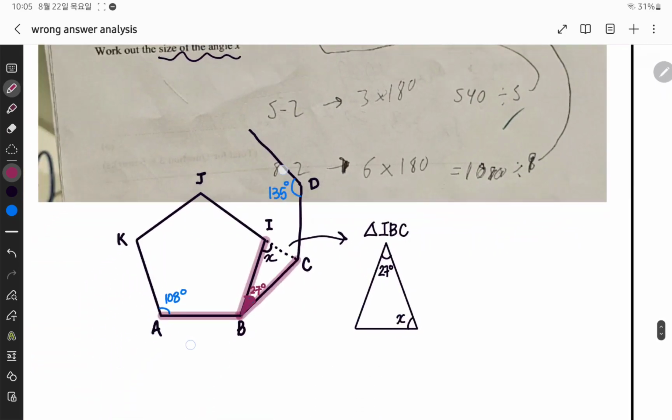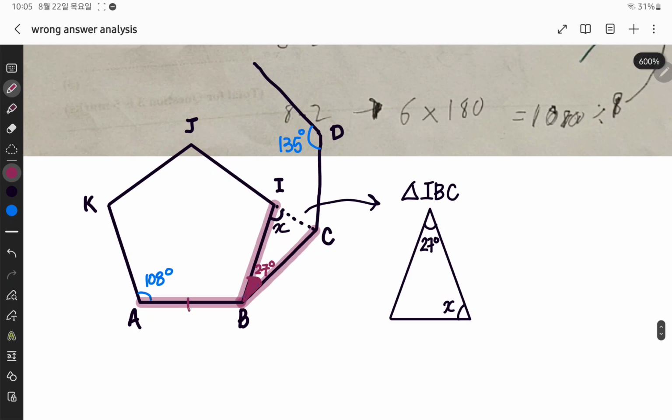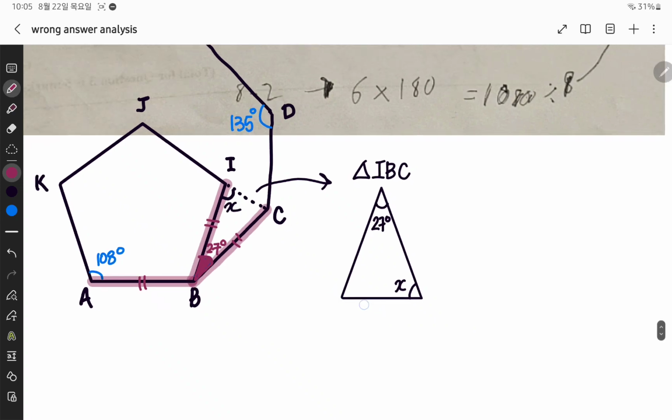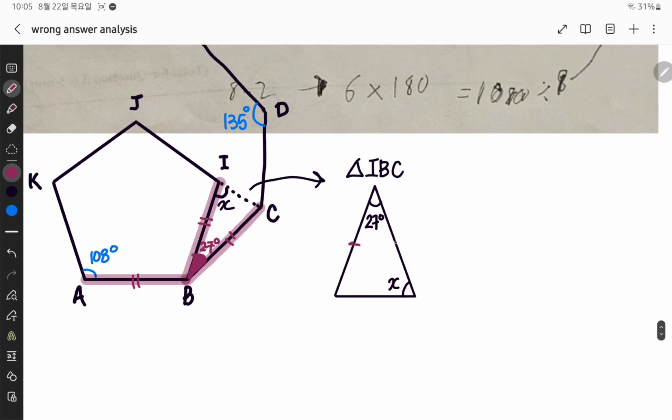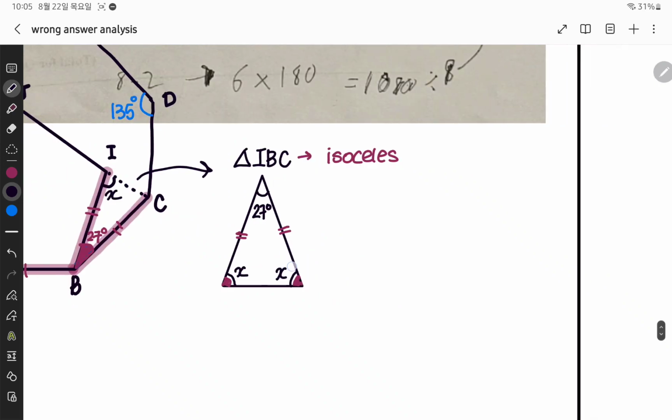So we go back to the diagram we drew. This length is going to be the same as this, which is going to be the same as this. So if we look at this triangle IBC, we notice that these two sides are actually the same length, which makes this triangle an isosceles triangle. What is so special about an isosceles triangle? It has the same base angles. So this angle also becomes the angle X.